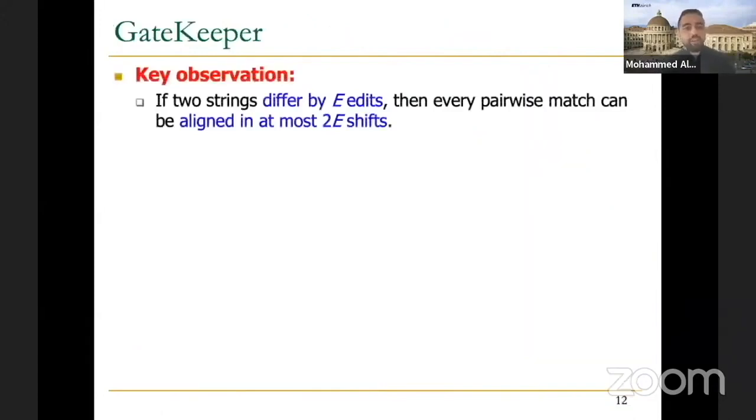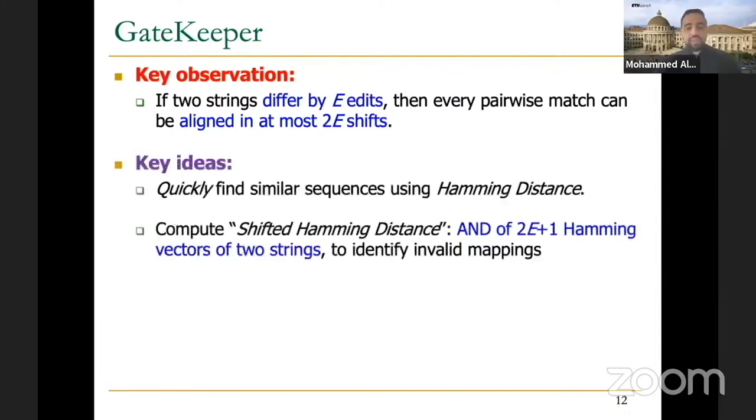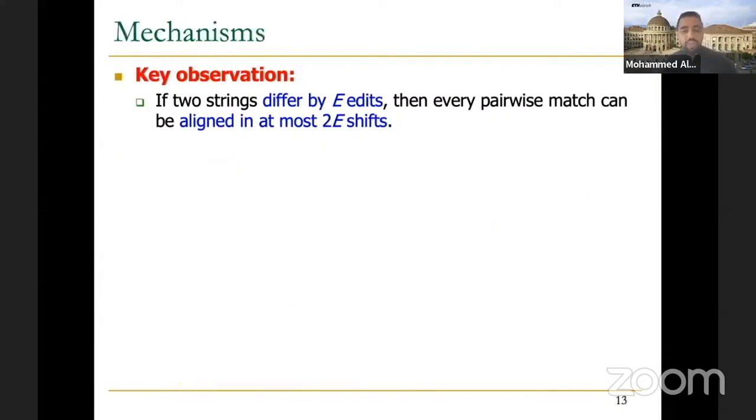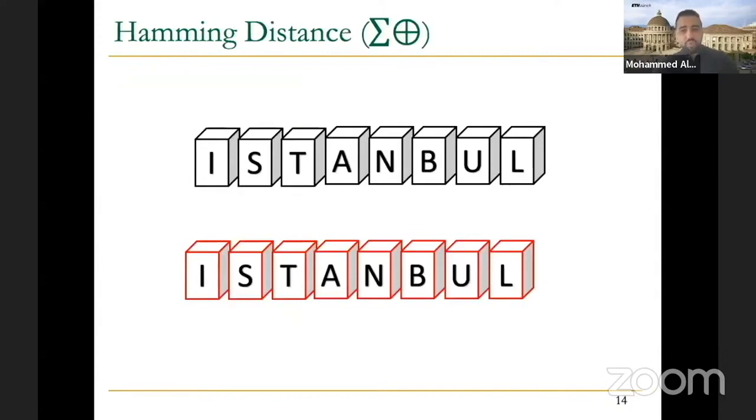Okay, so let's see the algorithm behind GateKeeper. The key observation: if two strings differ by E edits, then every pairwise match can be aligned in at most 2E shifts. And they have a nice example so you can understand these things in more detail. The key idea, as we said, is applying Hamming distance first, and then only if it is not accepted, applying shifted Hamming distance. And we use bit-parallel operations over there, such as SIMD, FPGA, 3D-stacked memory, and Ambit.